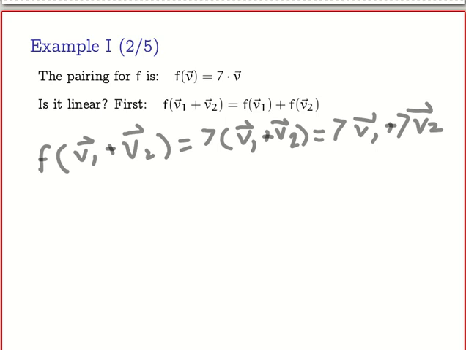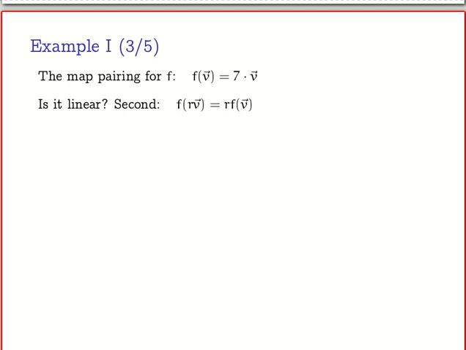Now, f of v1, the partner of v1, is 7 times v1. So this is equal to f of v1 plus, and the partner of v2, f of v2, is 7 times v2. So this is the partner of v2. And that verifies that this property is true. So we have the first property. Now let's look at the second property.